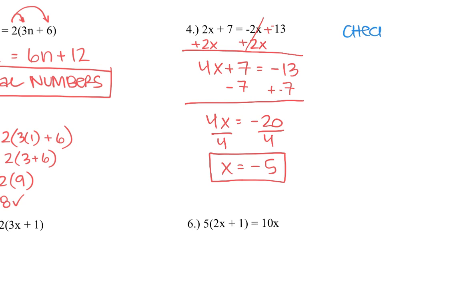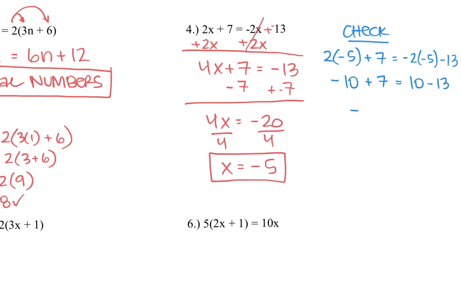So let's do a check step now. We go back to the beginning, and every time I see x, I'm going to make it -5. All right, so when we multiply, we've got -10 plus 7 equals positive 10 minus 13. So over here, that's negative 3 on the right side. If you want to make that plus negative, you can. You also get negative 3. So again, we ended up with a true statement, so we know we are correct.